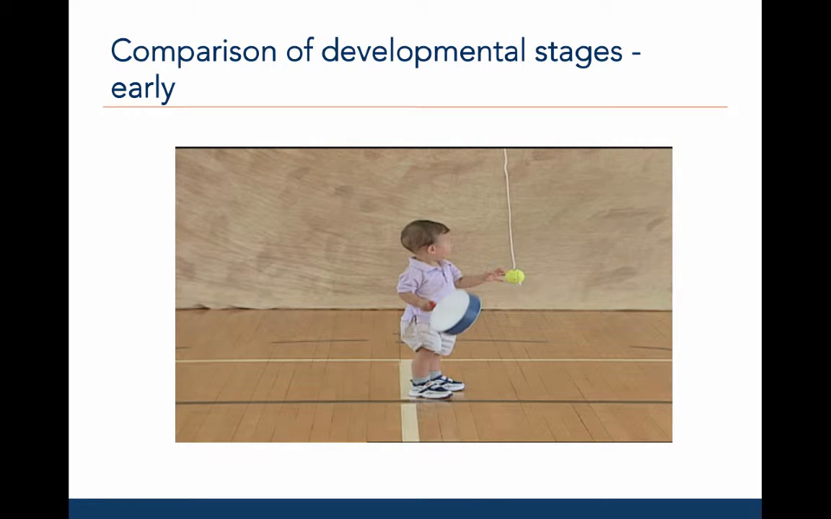Again, to get a better sense of the developmental stages of this skill, let's examine some real examples of early, intermediate, and proficient sidearm striking. We will start with observing an early striker. Pay attention to the movements of the legs, trunk, arms, and striking implement.